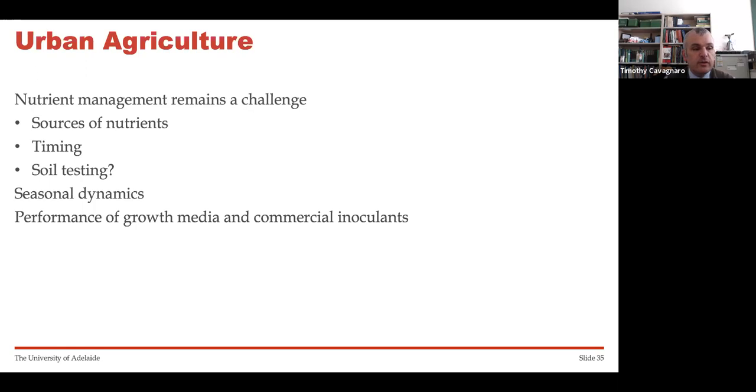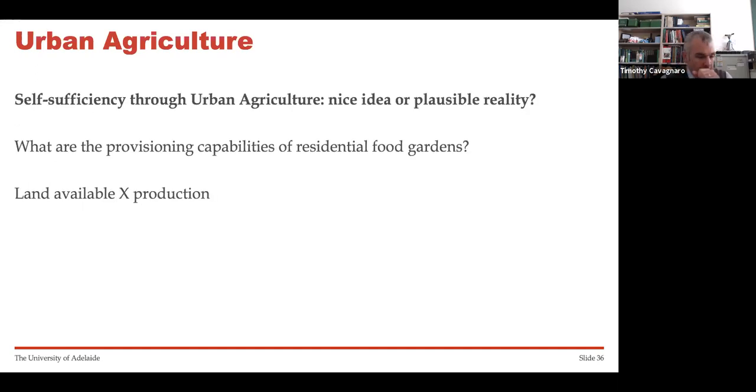As I said before, Matt's done some really nice work looking at the seasonal dynamics of the soil properties, the crops that are being grown, but also the soil microbiome and nutrient cycling as well. And some recent work looking at the performance of different types of growth media and some commercial inoculants. Okay, so that's sort of the biophysical side of the urban ag story.